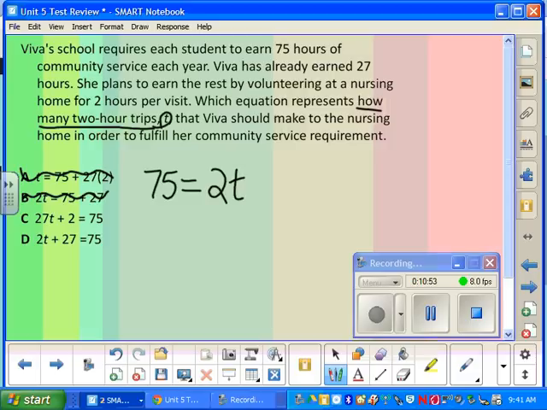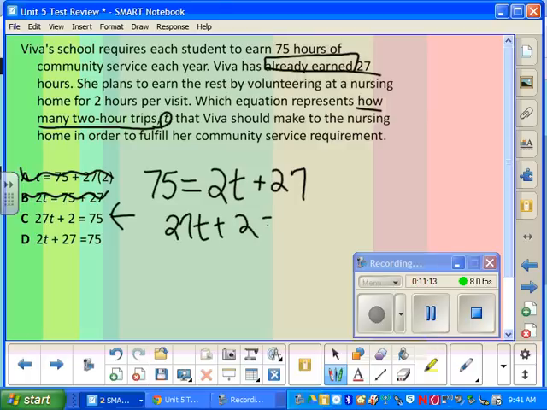So 2 times T, and then we're going to add that into what she already has. So she already has 27. So you're going to have 2T plus 27. And I just had that written in a little bit different form. So C is going to be the proper answer on that. It should be D, my bad. It should be 2T plus 27 equals 75. Oops, I made a mistake.